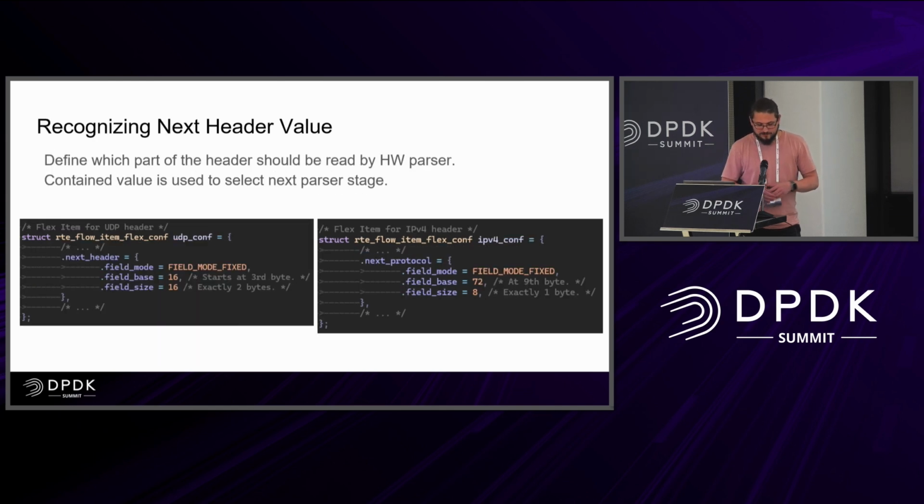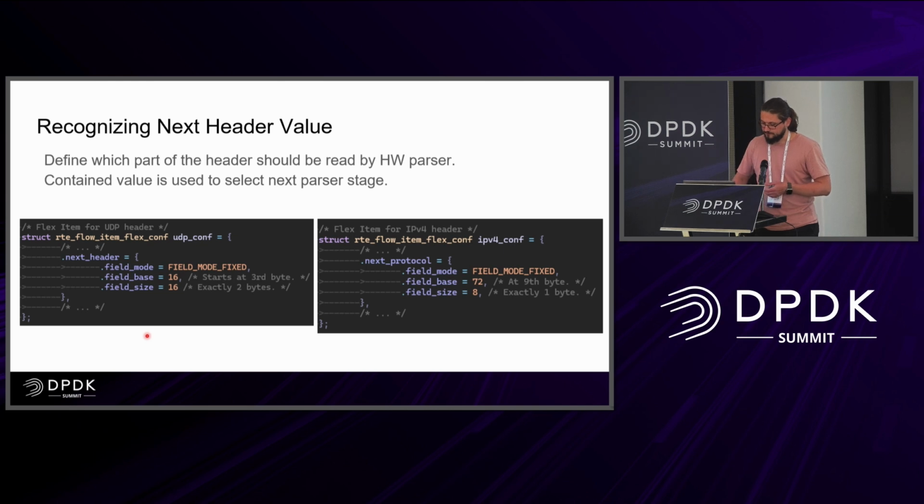Okay, so now we know what our header is used for and how long it is. Now we need to recognize, when we parse it, how to jump from this custom header to the next headers, for example, the encapsulated headers. This is defined through the next protocol field. There is one issue in the slides to be fixed later. But basically, we need to define where in the packet the hardware should look to determine the subsequent header.